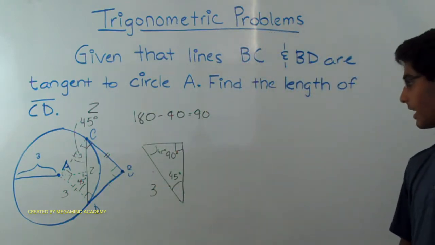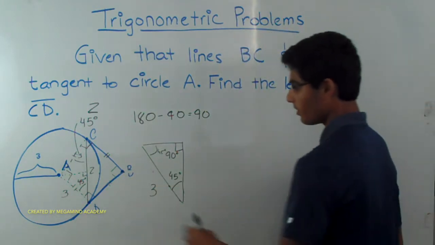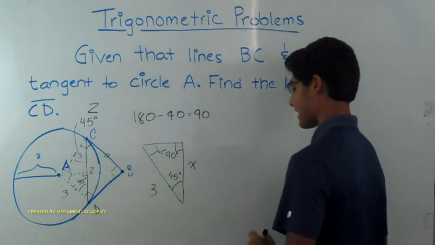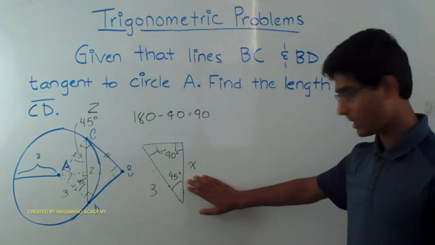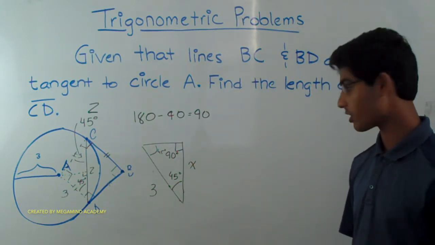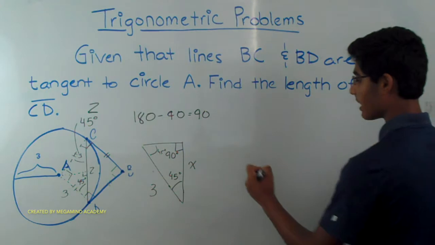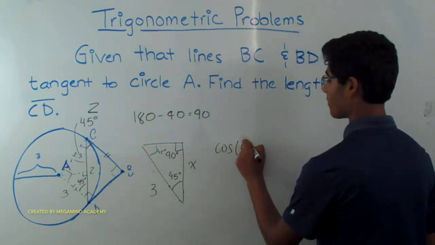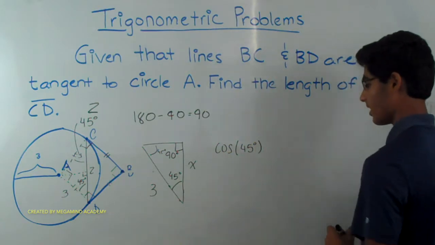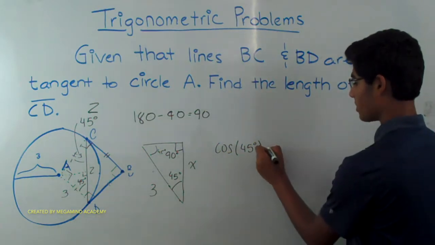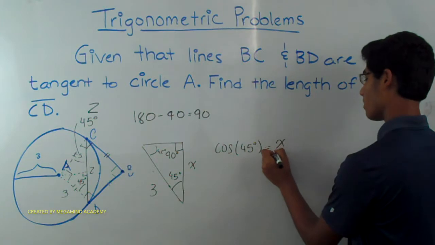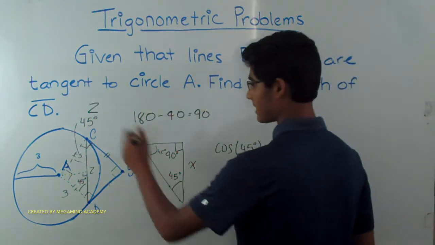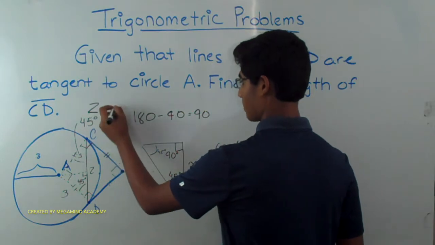So what do we do now? Well, we first want to find what half of Z is. Let's label this part as X. So we want to find out what X would be. Here's where the trigonometric part comes in. We know that cosine of 45 degrees, and you need to make sure that you're in degrees mode, not radians, on your calculator, would be equal to adjacent, or x, over 3. And now we know that x is equal to half of z, or z is equal to 2x.